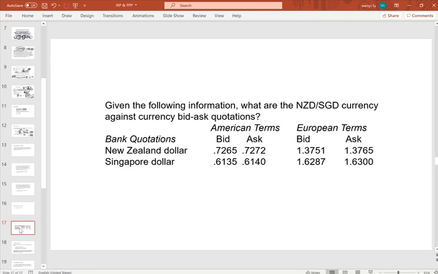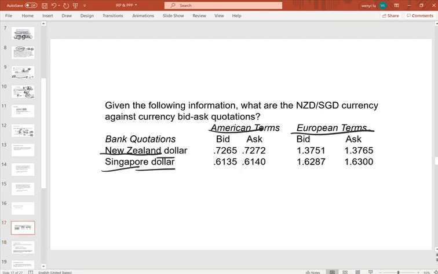The next one, we want to solve the cross rate for the New Zealand dollars to the Singapore dollars. You can see here, first we have the New Zealand dollars and the Singapore dollars. One is in American terms, one is in European terms. Can you solve this one using what we learned in class? What is American terms? Please tell me what is American terms.